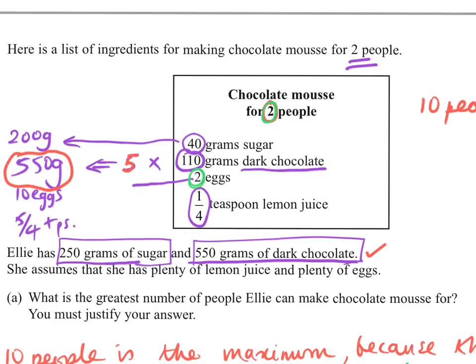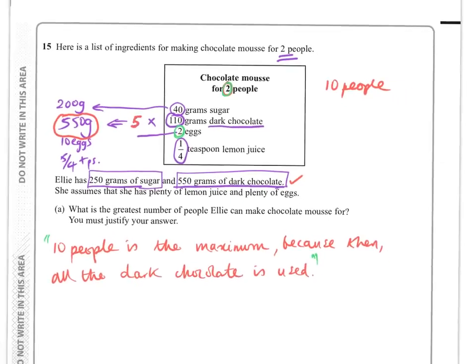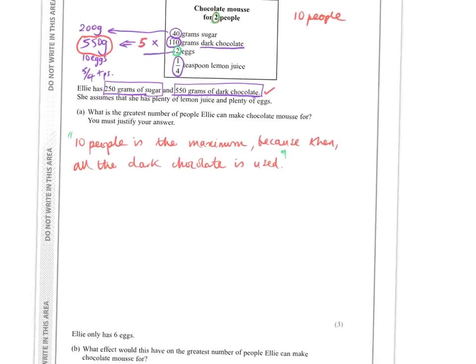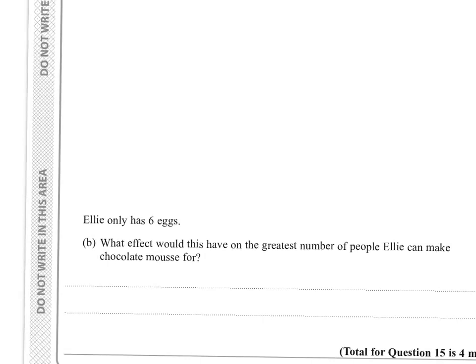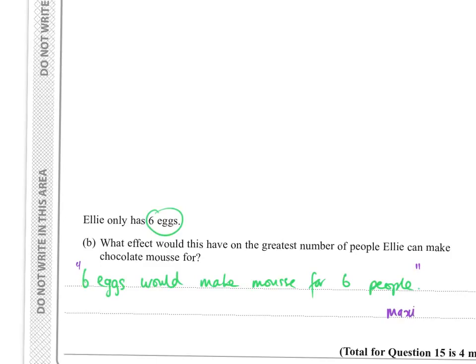So this is not too bad, because that would mean that if she had 3 eggs, that would be 3 people, 4 eggs, 4 people, 5 eggs, 5 people. So 6 eggs would be very simple, and we can write our explanation here, and that is 6 eggs would make mousse for 6 people. Okay, and that would be our maximum. Okay, so not too bad a question there.